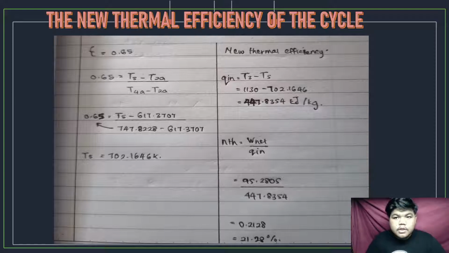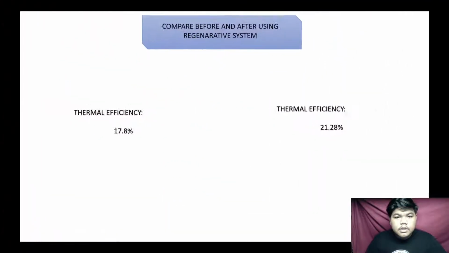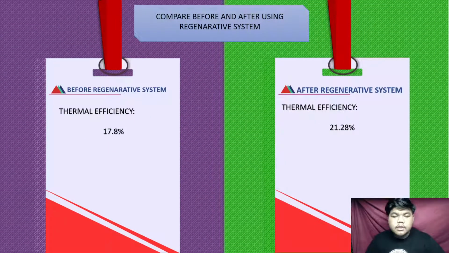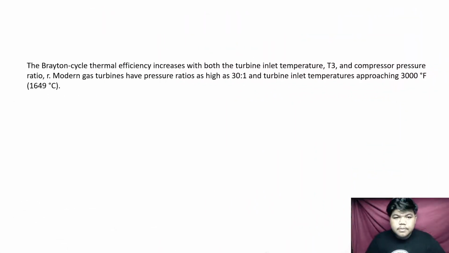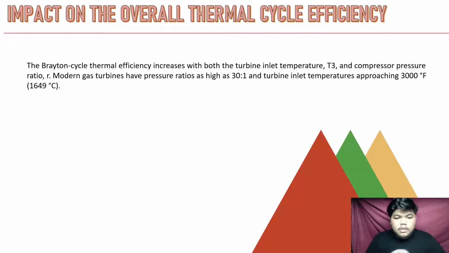For the next question, I will answer about the comparison before and after using the regenerative system. So here we can see that before the regenerative system is applied, the thermal efficiency is 17.8%, and after the regenerative system is applied, the thermal efficiency is going up to 21.28%.